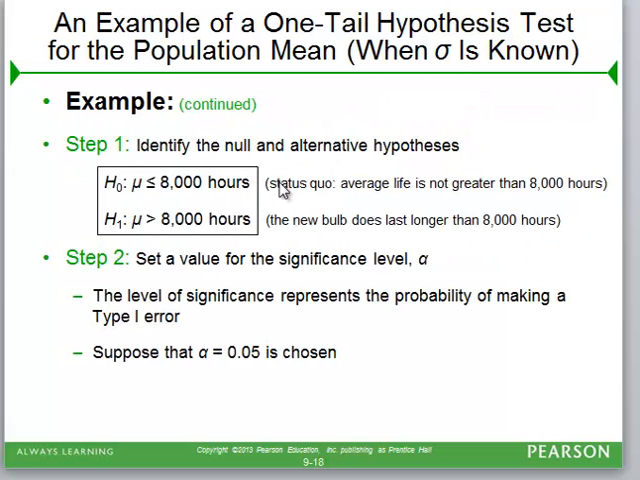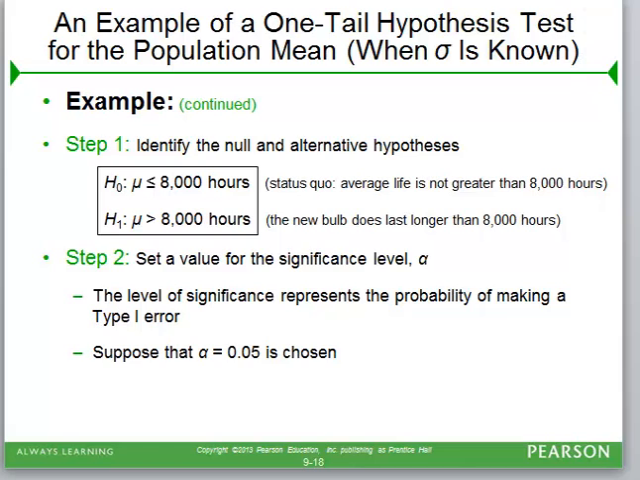Step 1, make a statement. Identify the null and alternative hypotheses. Remember, you need to write out the complete statement, right? The null hypothesis we write as H sub 0 is mu, the population mean, less than or equal to 8,000 hours. And the alternative hypothesis, H1, is mu greater than 8,000 hours. Remember, the equal sign is always part of the null hypothesis. In the alternative hypothesis, we want to know if the new bulb lasts longer than 8,000 hours. The null hypothesis states a status quo, right? Average life is not greater than 8,000 hours.